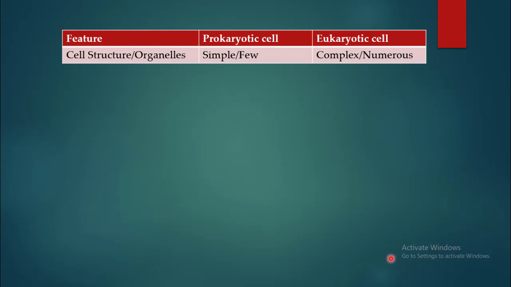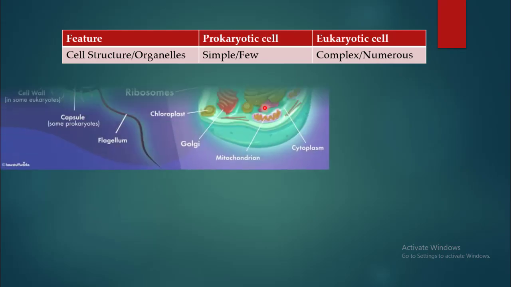Another important difference between the two is the cell structure and the organelles. In prokaryotes, the cell structure is very simple and they have few organelles. In comparison to the prokaryotic cell, the eukaryotic cell has a complex cell structure and numerous organelles.